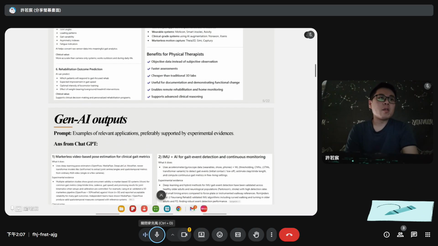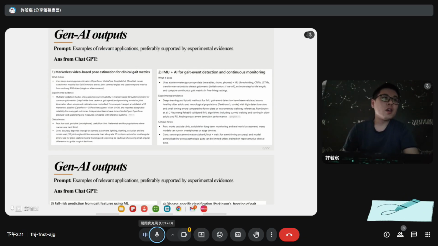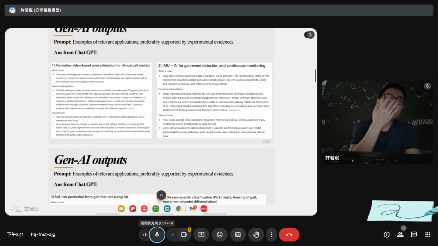Secondly, we want to know some examples of relevant applications, and hopefully we want those examples to be supported by experimental evidence. And here's the answer from ChatGPT. ChatGPT gave us a list of several examples, and all of these examples were based on several research papers. ChatGPT also left the links below, so we could check all the research for ourselves.